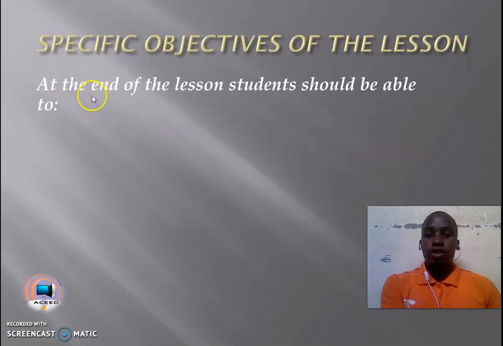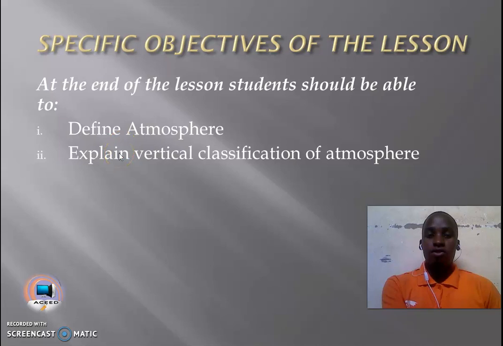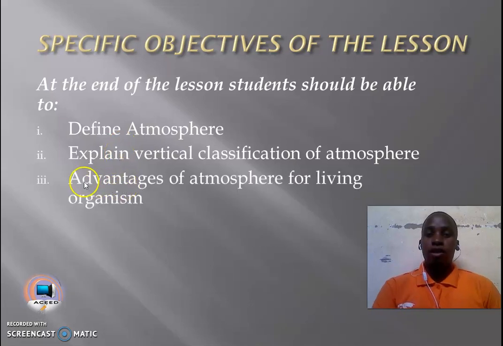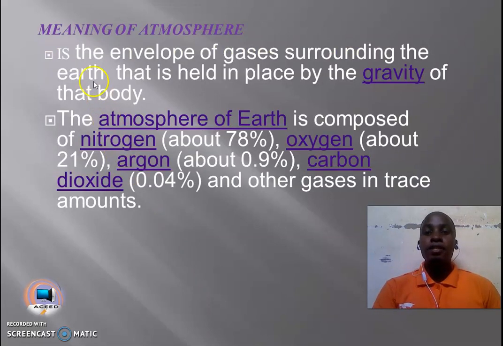The specific objectives of the lesson today: we are going to make sure that every student understands and can define what the atmosphere is. Second, the vertical structure of the atmosphere, and the last one, the advantages of the atmosphere for living things. In Kiswahili it means that in today's lesson we are going to learn the meaning of atmosphere, how its vertical structure is, and also the importance of the atmosphere for living things. Okay, let us start.